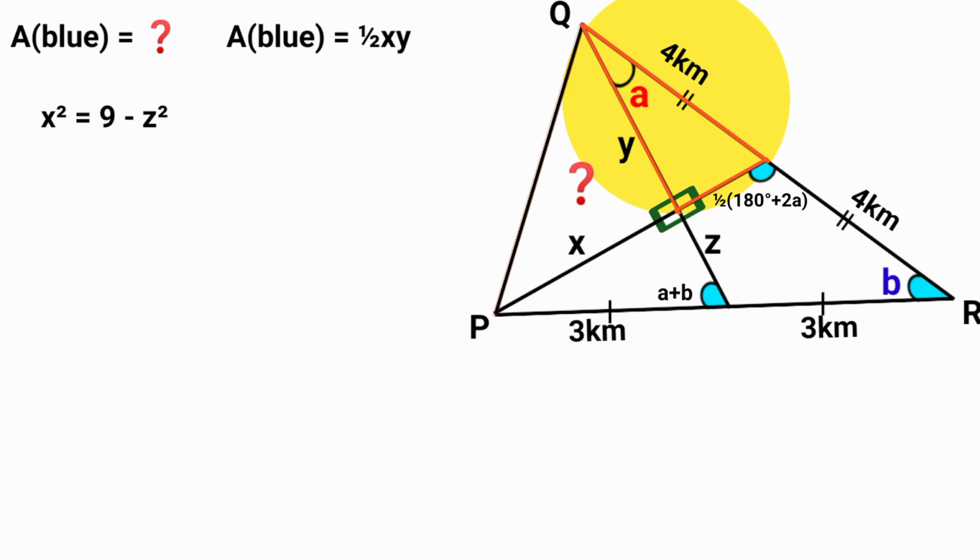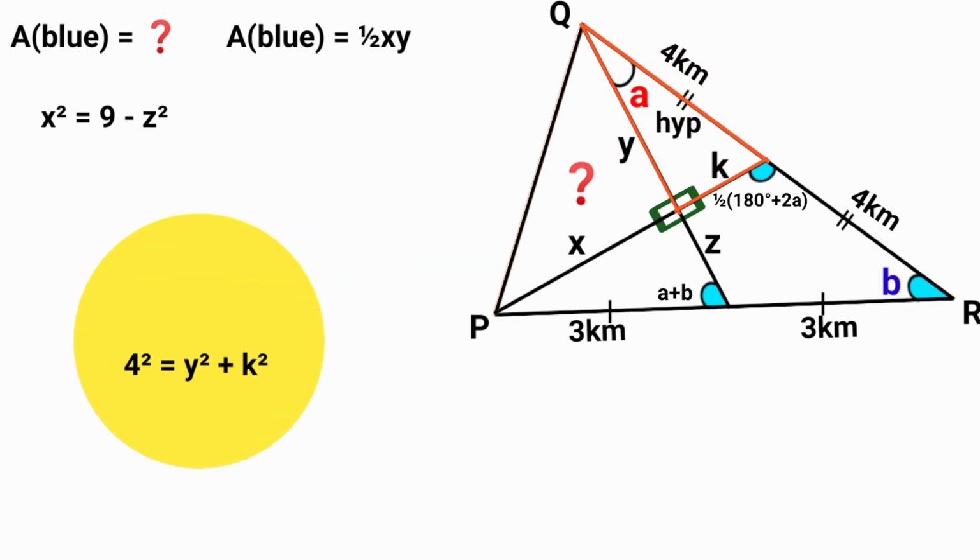Come to this triangle. It is also a right angle triangle. If we assume the length of this side to be k, we can use the Pythagorean theorem. This is the hypotenuse. So by Pythagoras, the square of this 4 kilometers must be equal to the sum of the squares of this y and this k. So 4 squared equal to y squared plus k squared. 4 squared is 4 times 4, which is 16. So 16 equal to y squared plus k squared.